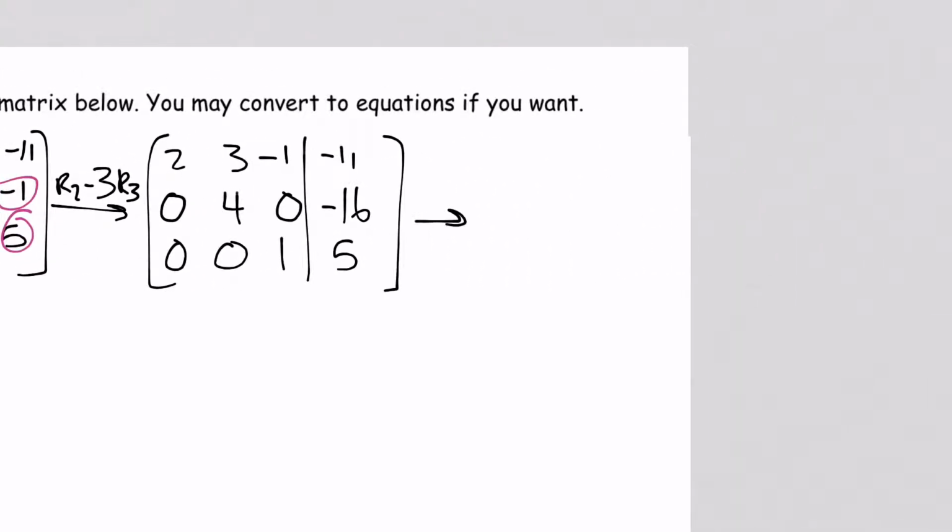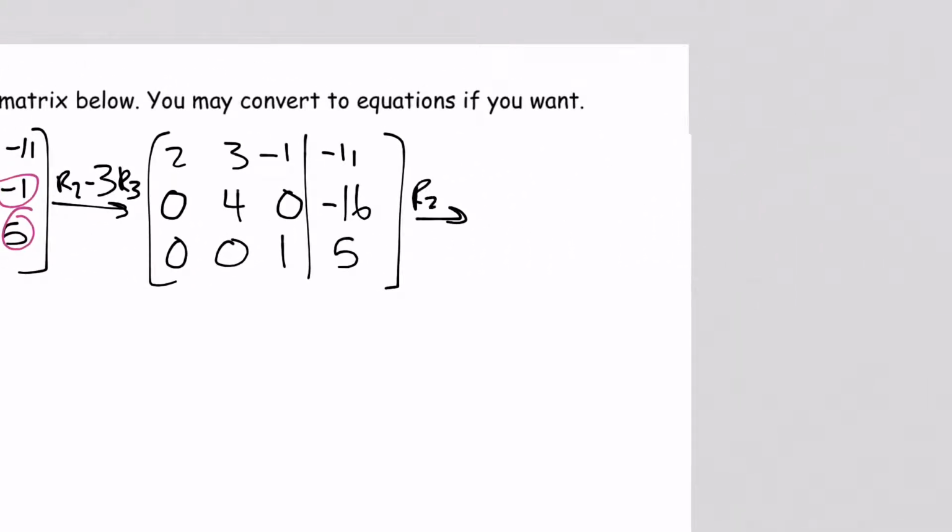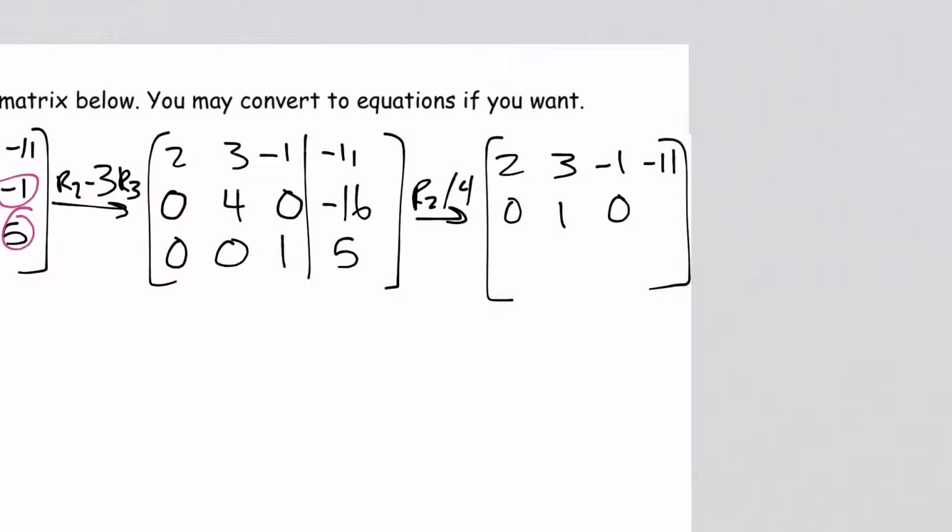Next step, divide row 2 by 4 to turn that 4 into a 1, because now I'll have 2, 3, negative 1, negative 11, then 0, 1, 0, negative 4, because I've divided by 4, and then 0, 0, 1, 5. So now I have my middle and bottom rows squared away.